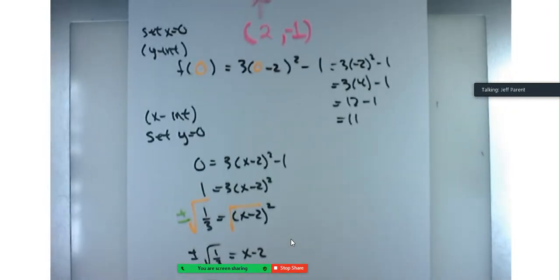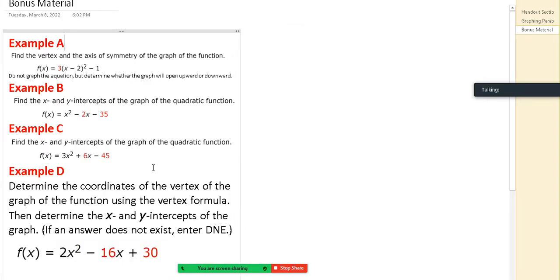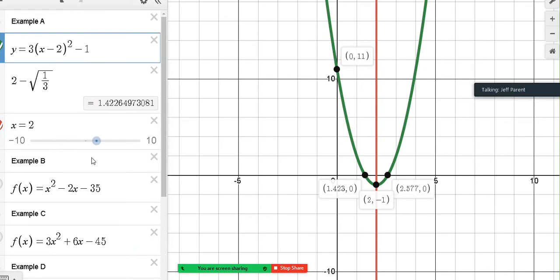All right, let's try a couple more. Example B says find the x and y intercepts of the graph of the quadratic function. So again, that's programmed in Desmos. That's pretty much already done for us though. So let me shut these graphs off.